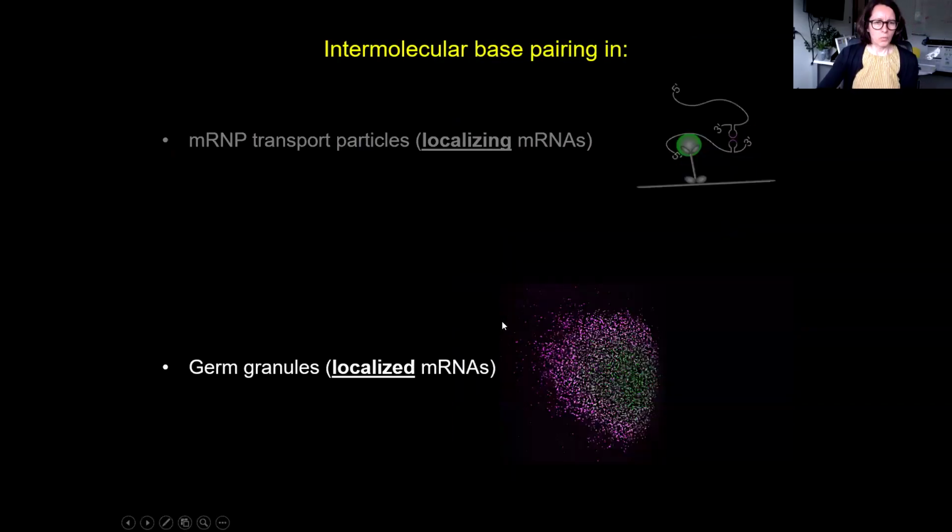Okay. So what about RNAs that have reached their final destination? So these are localized RNAs. How are they interacting with each other using base pairing interactions?